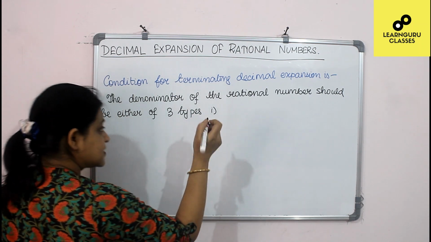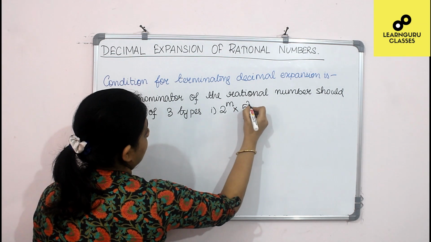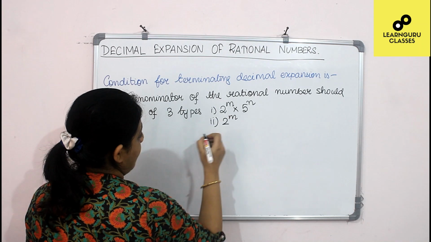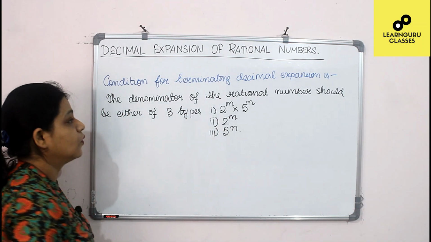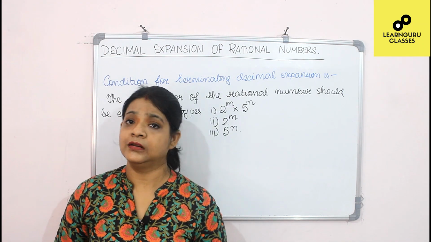It may exist in the form of 2 to the power m into 5 to the power n. Second is either 2 to the power m, or third is 5 to the power n. Okay, now what is it? So let me make it clear to you.